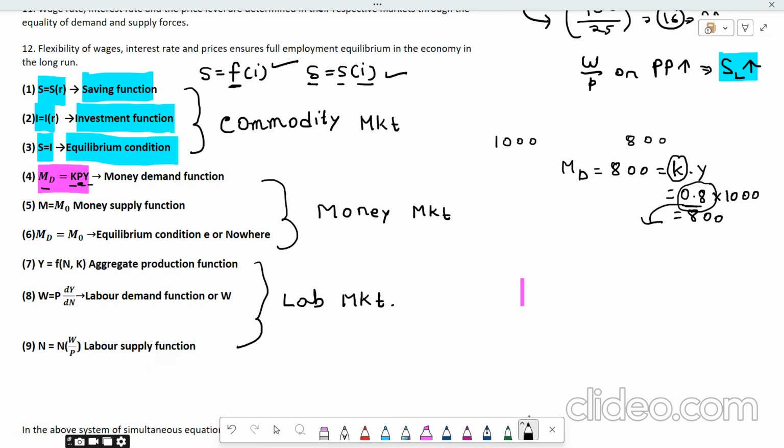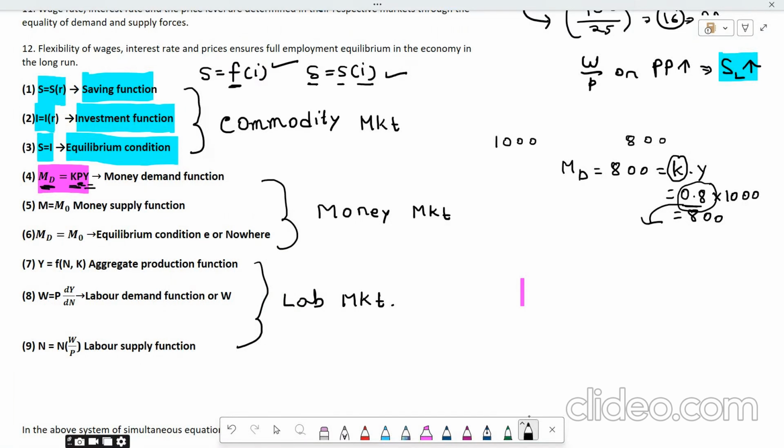And if prices are too low in the economy, we will try to keep less money in our hand, as the products are cheaper now. But if the products are very expensive and prices are very high in the economy, we will try to keep more money in our hand, we will demand more money. So that's why price is also taken here.